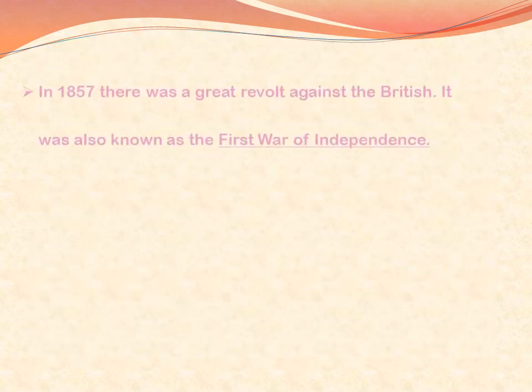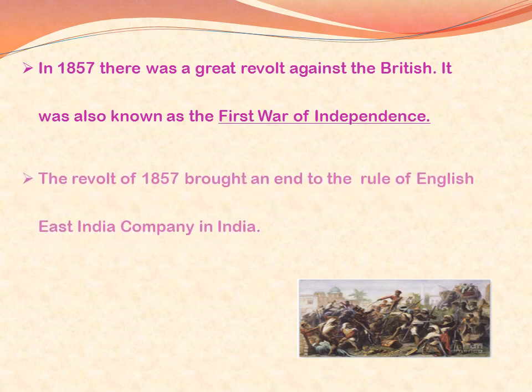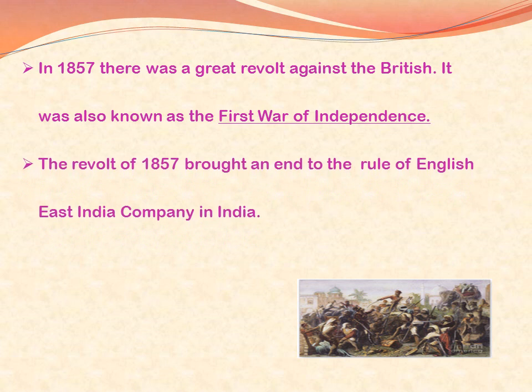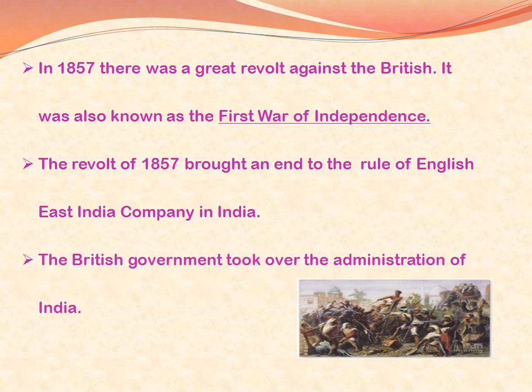In 1857, there was a great revolt against the British. It was also known as the First War of Independence. The revolt of 1857 brought an end to the rule of the English East India Company in India. It was an important historical event because India was brought under the direct rule of the British after the revolt.